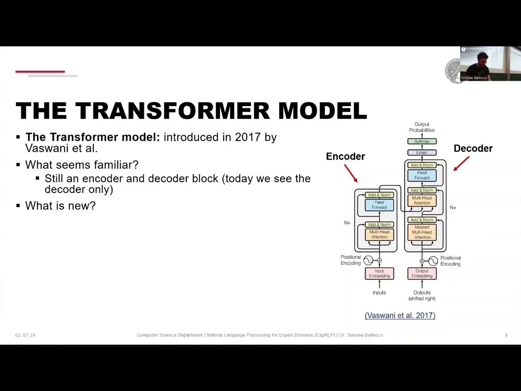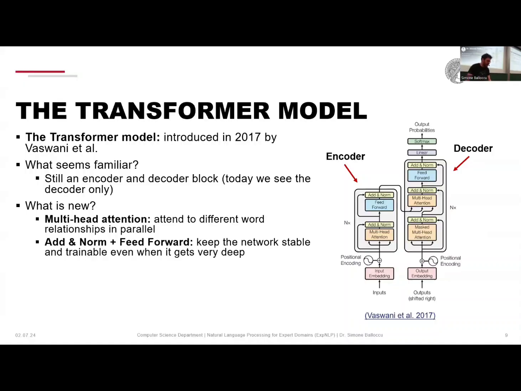We have this thing called multi-head attention that you see here, which is what lets the transformer attend different words in parallel. We have this add and norm, which is also called residual stream or skip connection, whatever, and a feed-forward network. These are to keep the network stable and trainable, even if it gets very deep with a lot of hidden layers. And then we have positional embeddings that explicitly capture the order of the words. So a lot of stuff that we need to explain and cover.